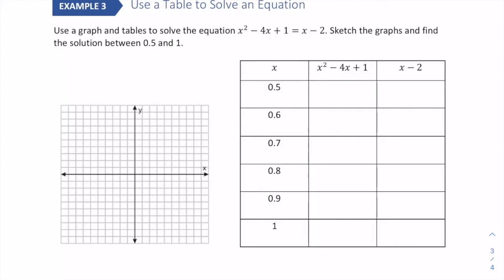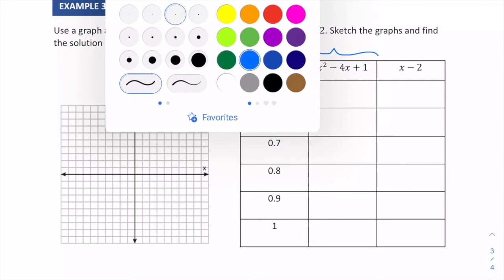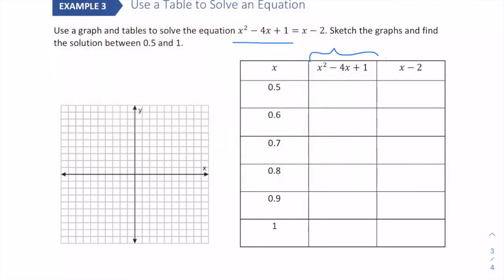Now let's continue on to example 3. So we're used to making tables for the graphs. And when we have graphs that are a little bit more complicated, we're actually going to have to make a table. So these won't be as easy to graph. If we have the equation x squared minus 4x plus 1, we need to make sure we include that as one equation. And then we have x minus 2 as the second part of the equation, and we'll include that on the second part of the table.